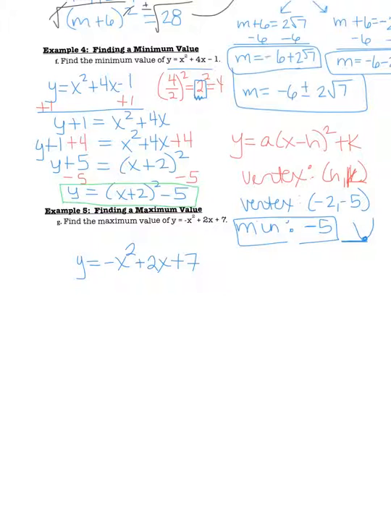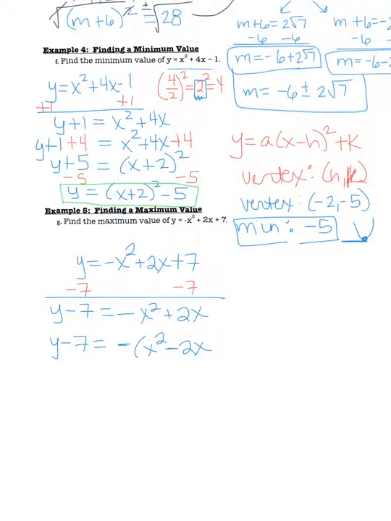Okay, so first let's get the constant to the other side, so we can set the equation up to complete the square. So we have y minus 7 is equal to negative x squared plus 2x. So before I take the b coefficient, divide it by 2, and square it, I'm going to factor out the negative sign in front of the x squared. So I want x squared, and since I took out the negative, this will turn into minus 2x.